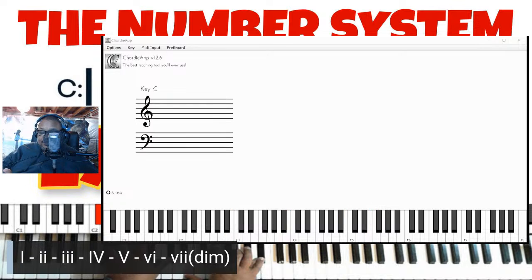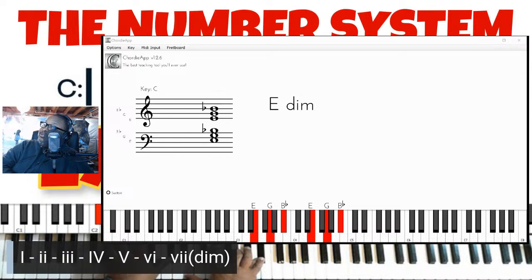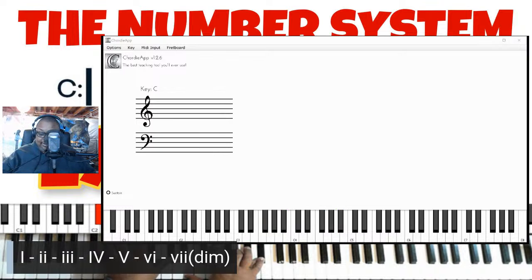Now, again, we looked at some other keys. I think we looked at the key of F. If your band was in the key of F, you will figure out what the seventh note is. 1, 2, 3, 4, 5, 6, 7, right? And so 7 is E. So you play an E diminished chord. Remember, it's double minor. If this is E major, that's minor, that's double minor, AKA diminished. So in the key of F, your 7 is E diminished. But in the key of C, your 7 is B diminished.